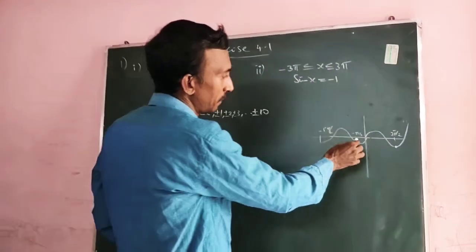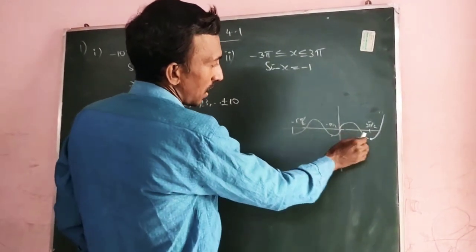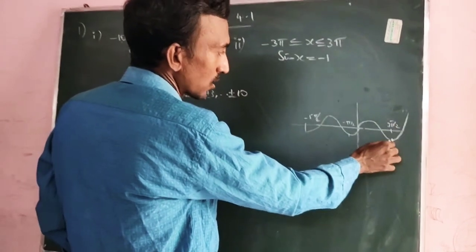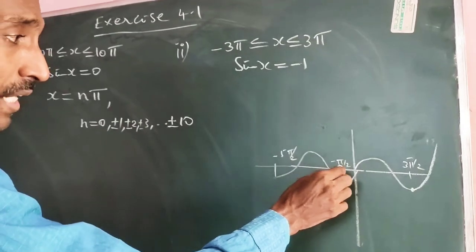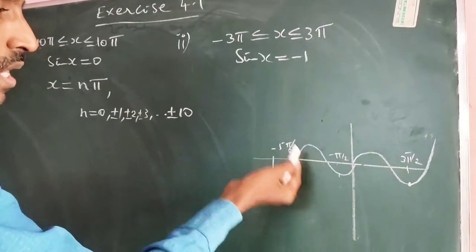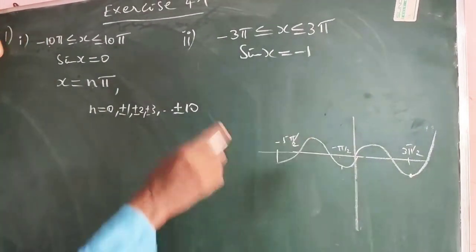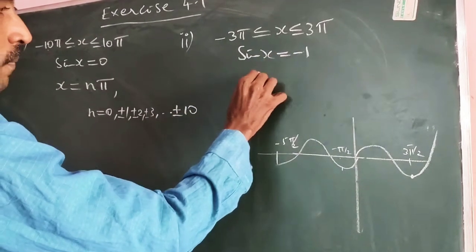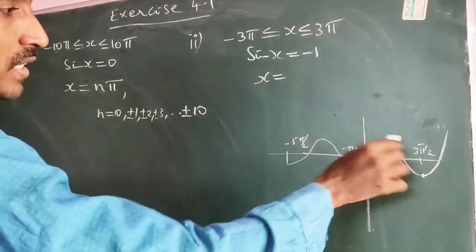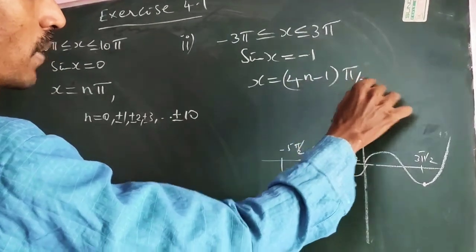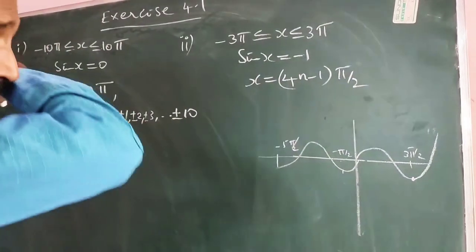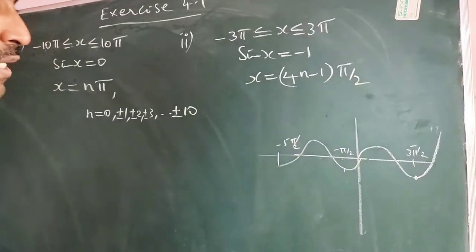Just look at the diagram. Already we know that sin 3 pi by 2 is minus 1, and since sin of minus theta is minus sin theta, sin of minus pi by 2 is also minus 1. So if sin x equal to minus 1, then the general solution is, what is the form? (4n minus 1) into pi by 2. Remember that, (4n minus 1) into pi by 2.